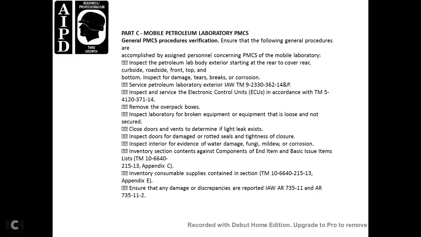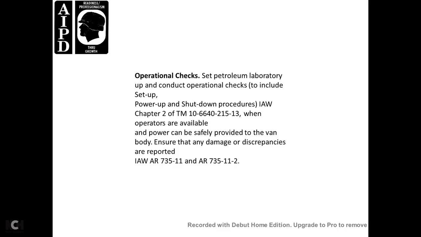Then inspect the doors and hinges, rotted seals, and tightness and closure. Inspect the interior of the vents for evidence of water damage, fungi, mildew, and corrosion. Inventory section: assign against the components for the end of the item. The basic item is listed in TM 10-6640-215-13 Appendix E. Inventory consumable supplies are contained in TM 6640-215-13 Appendix E, and ensure damage or discrepancy is reported IAW Army Regulation 735-11, AR 735-11-2.